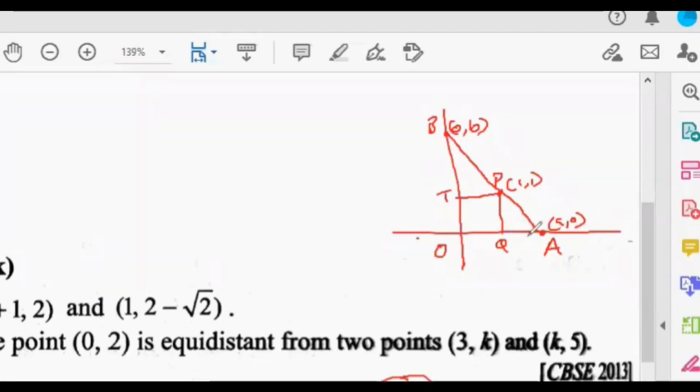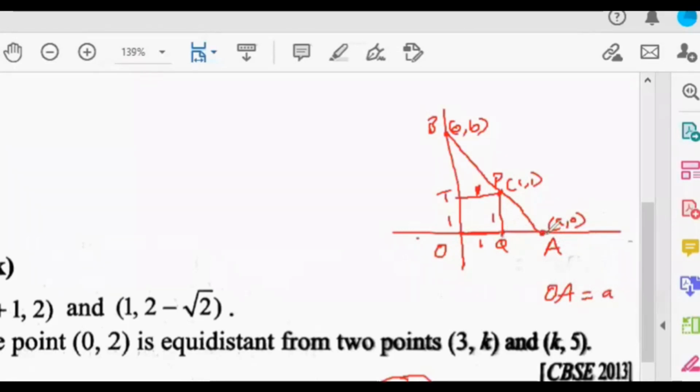QA is OA minus OQ. So what is OQ? OQ is 1. And what is OT? It is 1. PQ is again 1, and TP is also 1, because this forms a square, so here you can mark 1, 1. And what is the distance OA? OA is small letter a, because the coordinate of point A is (a, 0). That means the distance OA must be a.